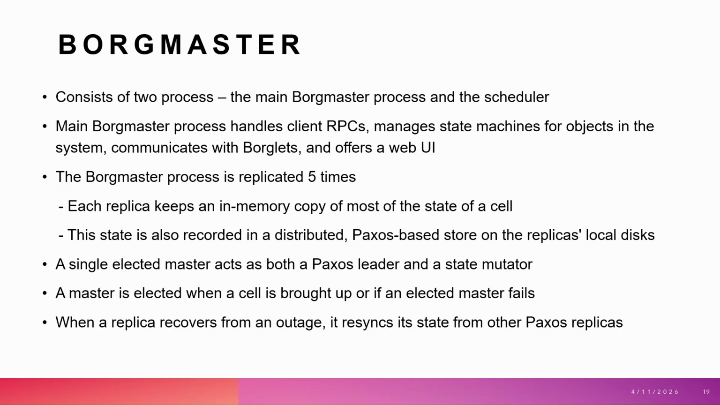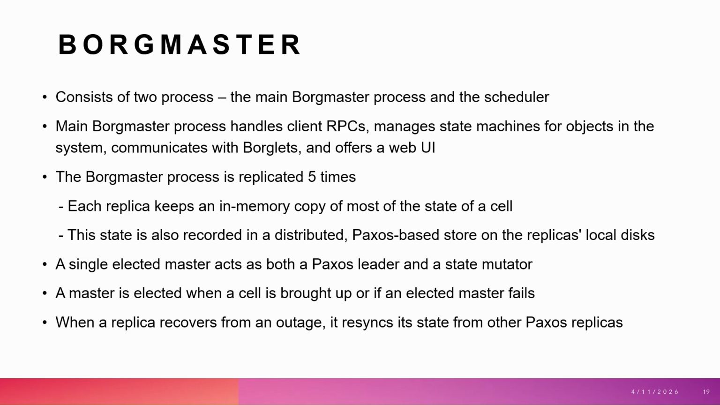Now we have BorgMaster, which consists of two processes, the main BorgMaster process and the scheduler. The main BorgMaster process handles client RPCs, manages state machines for objects in the system, communicates with Borglets, and offers a web UI. This BorgMaster process is replicated 5 times, and each replica keeps an in-memory copy of most of the state of the cell.